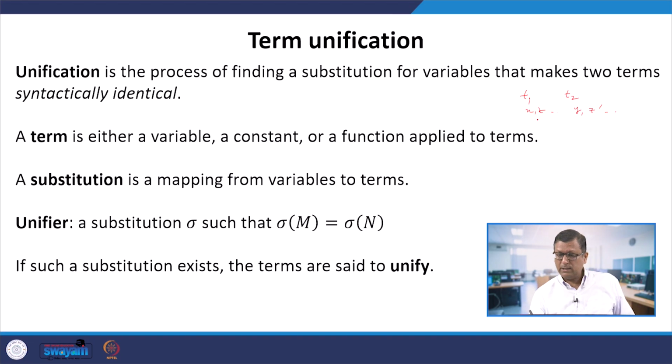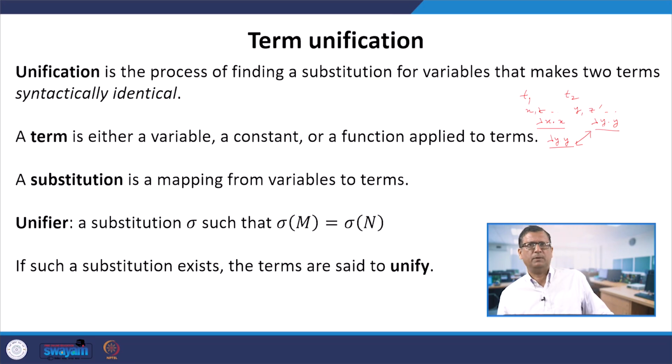So, for example, if we take the term lambda x dot x and lambda y dot y, we know by alpha renaming, if I do alpha renaming to lambda y dot y, now these are identical. Earlier they were not identical. So we have renamed x to y, and as a result these two terms now look alike. This process of finding a substitution for variables that makes two terms syntactically identical is called unification, and when we are working with terms we call it term unification.